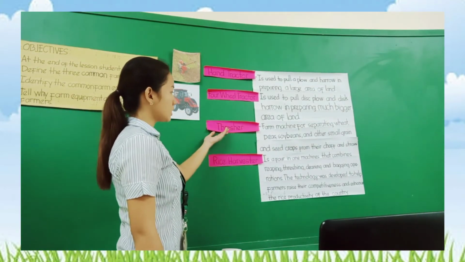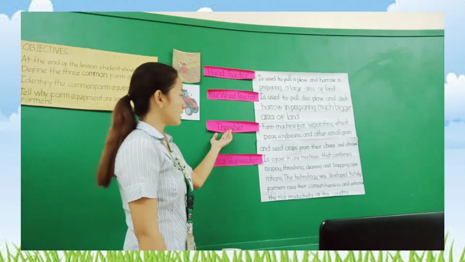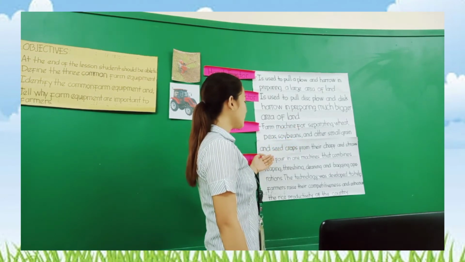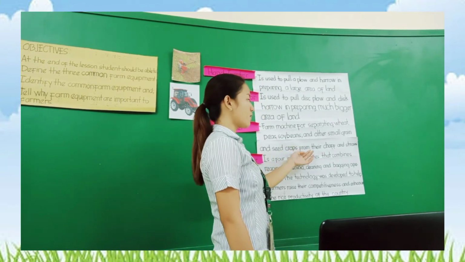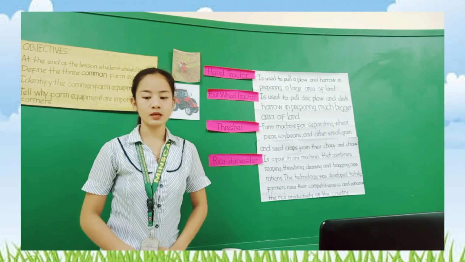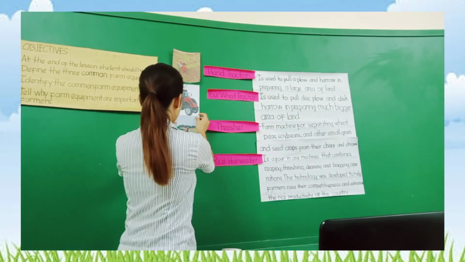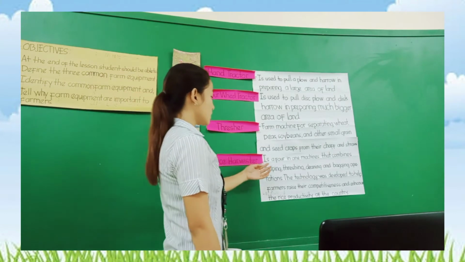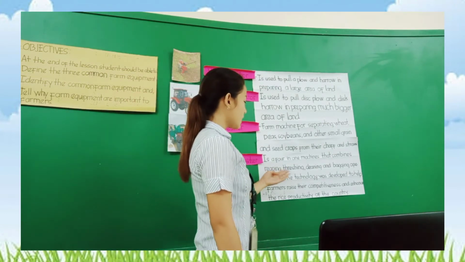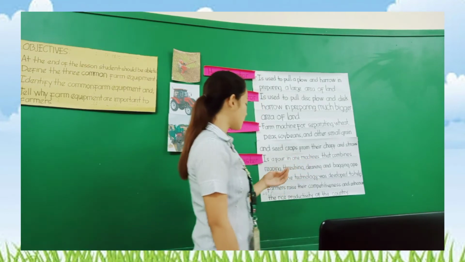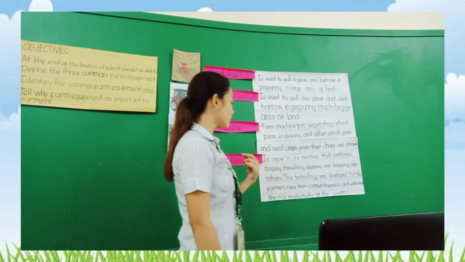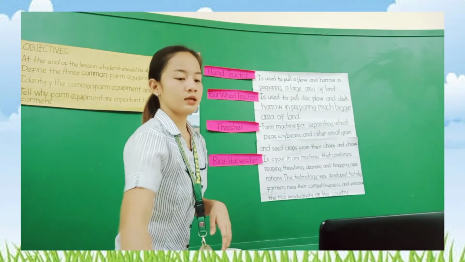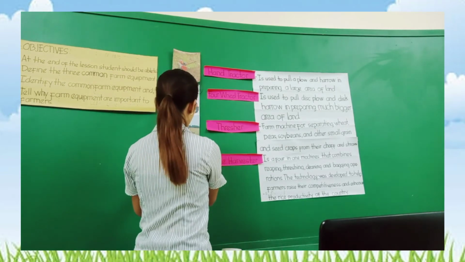The next is the thresher. Everybody read, what is a thresher? Thresher, a farm machine for separating wheat, peas, soybeans, and other small grain and seed crops from their chaff and straw. So, this is the picture of a thresher. The next is the rice harvester. Rice harvester is a 4-in-1 machine that combines reaping, threshing, cleaning, and bagging operations. The technology was developed to help farmers raise their competitiveness and enhance the rice productivity of the country. This is the picture of a rice harvester.